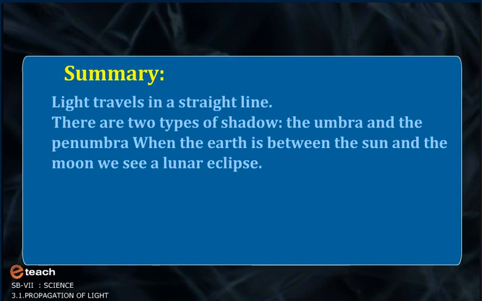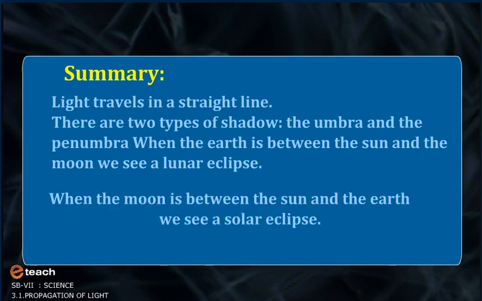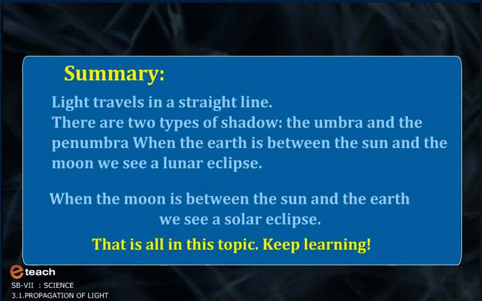Summary. Light travels in a straight line. There are two types of shadow, the umbra and the penumbra. When the earth is between the sun and the moon, we see a lunar eclipse. And when the moon is between the sun and the earth, we see a solar eclipse.